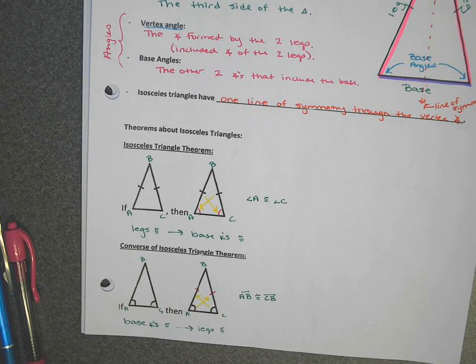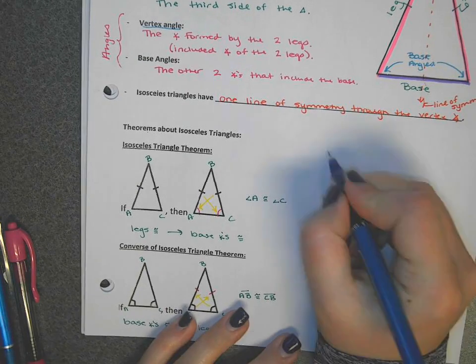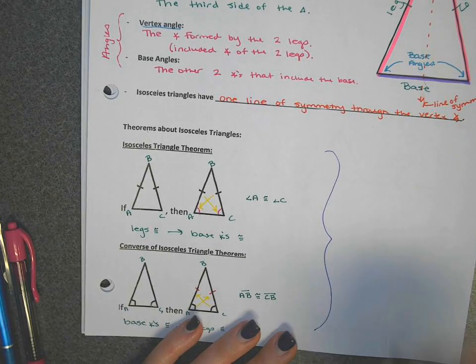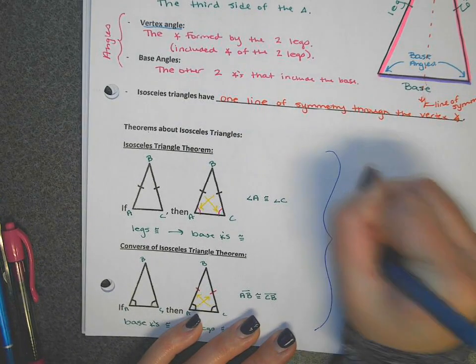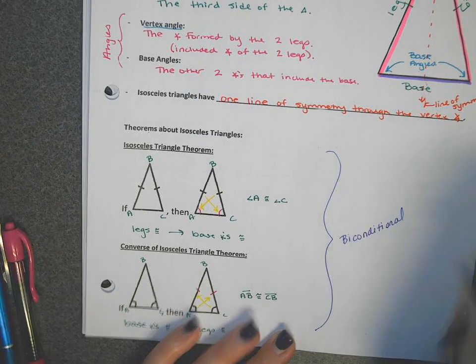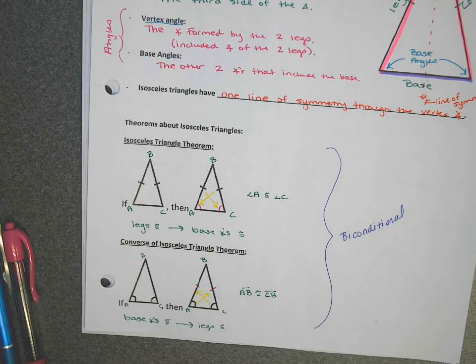Do you guys remember what it's called if you can write a statement with the conditional and the converse and both are true? Go ahead. It's a biconditional statement, yes. So this is actually a biconditional, because we can say it in both ways, the conditional and the converse, and both are true.